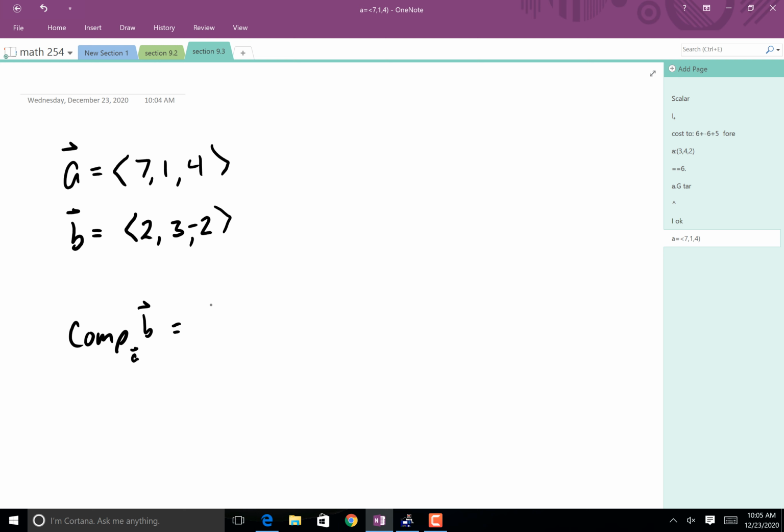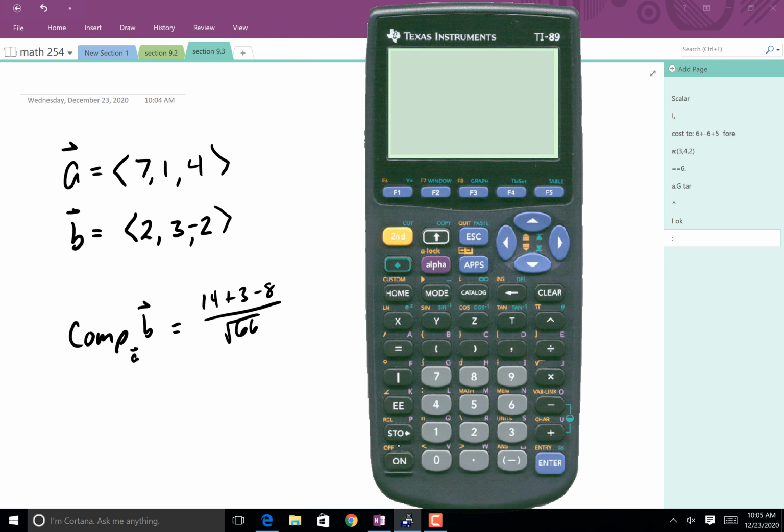Let's do it. A dot B is going to be 14 plus 3 minus 8, over the magnitude of A, which is the square root of 66, I think. Now, can you simplify this in your calculator a little bit? Sure. Check it out. I simply do 7, 1, 4, and then store. No, don't store yet. Store as A, right over the last one, and then do it again.